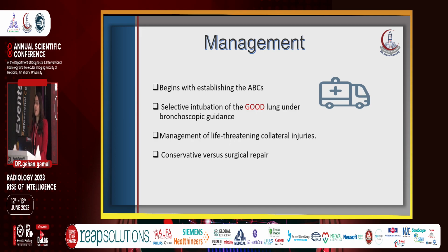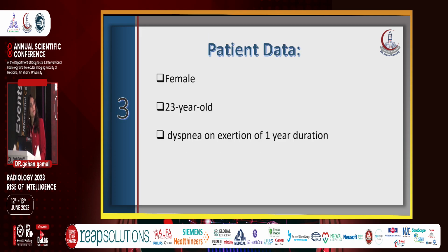The key takeaways are that tracheobronchial injuries are rare but life-threatening. Rapid diagnosis and establishing a clear airway can be life-saving. The management includes a multidisciplinary team and management of life-threatening collateral injuries. Surgical repair is often needed, but non-surgical options may be an option in some cases.